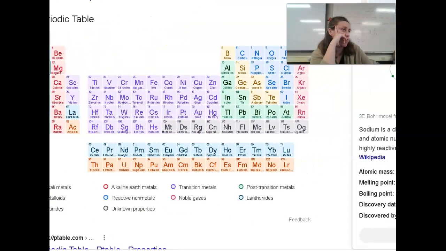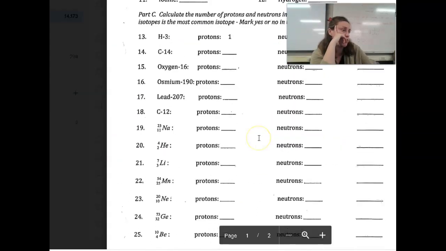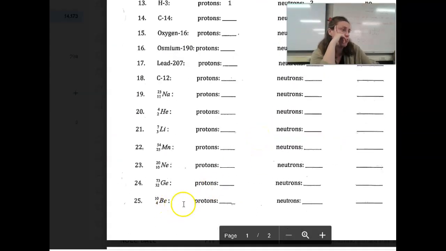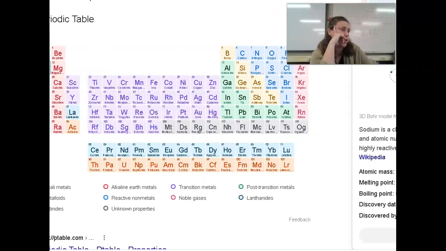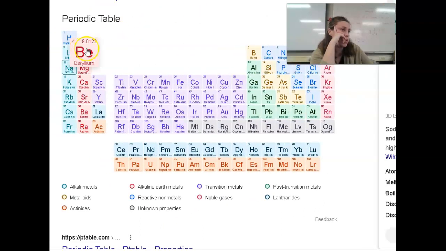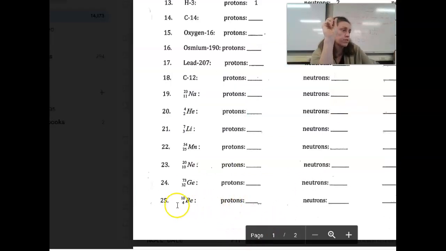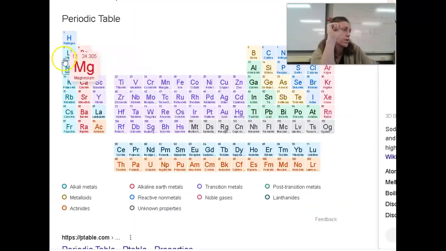What I recommend for you guys to do is just get through this. Beryllium, let's go to beryllium real quick. Beryllium protons would be 4. It's 9, so the most common is the 9. But in this case, it has 6 protons. It has 6 protons, so 10 minus 4 is 6. Is that the most common? No, because it's 9. All right, so try to get through as much as you can.